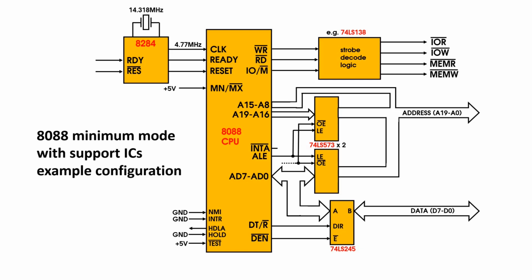We need some kind of strobe decode logic to give us the 4 normal strobes that are useful for interfacing to memory or I/O chips, which is not I/O read, not I/O write, not memory read, and not memory write. And in the simplest case, you can use something like a TTL chip, the 74LS138, or you could use a GAL or other discrete logic.